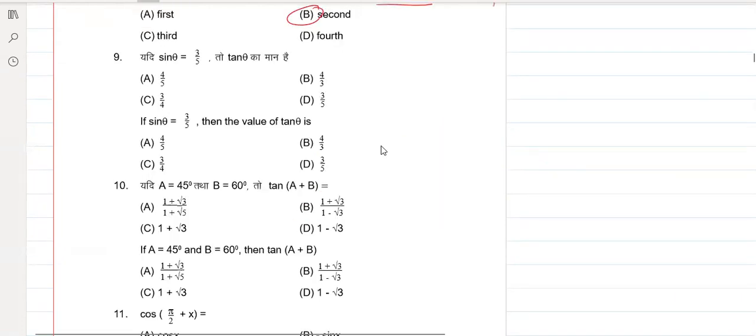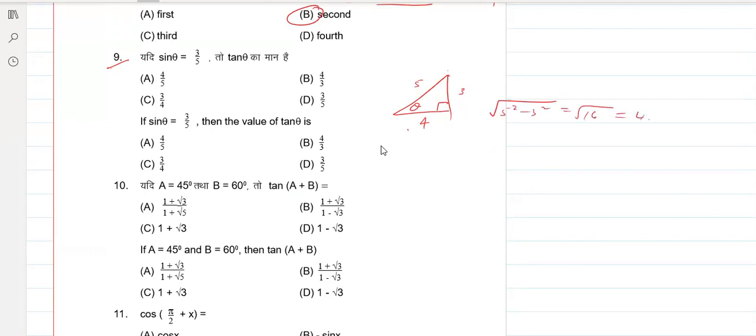Sine theta is equal to 3 over 5. If sine theta is equal to 3 over 5, then the value of tan theta is, simple question. Draw your triangle. Opposite is 3, hypotenuse is 5. This is theta. You can see opposite over hypotenuse, which is sine theta. And for the value of tan theta, remember we need the adjacent. To find the adjacent, it is the square root of 5 squared minus 3 squared, which is equal to square root of 16, which is 4. So tan theta is equal to 3 over 4, opposite over adjacent. 3 over 4, where are you? C. Right, question 10.